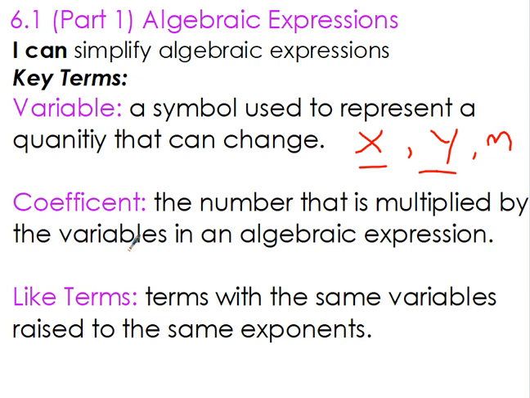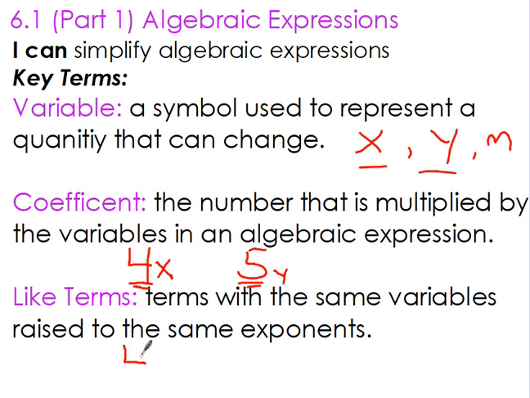If you see something like 4x, this number 4 is the coefficient. In 5y, the number 5 is a coefficient. Those would be examples of coefficients. And like terms, this is the big one today. Like terms are what we're going to talk about the most, and those are terms with the same variables raised to the same exponents.